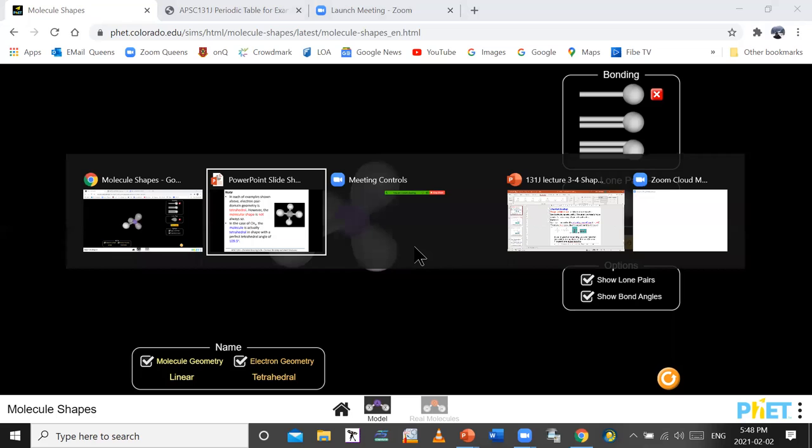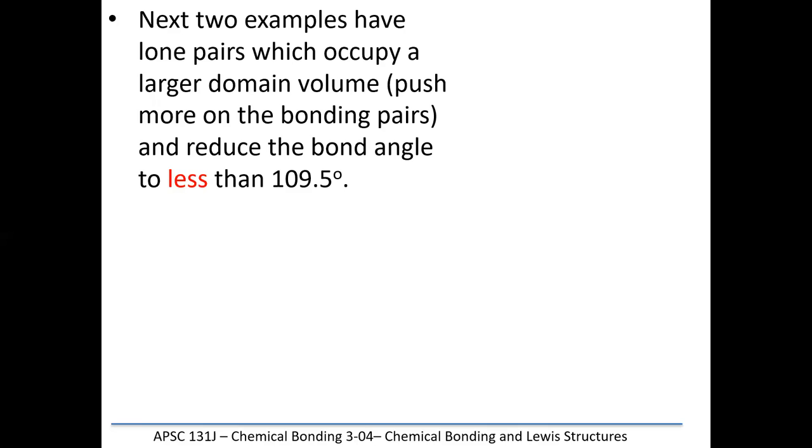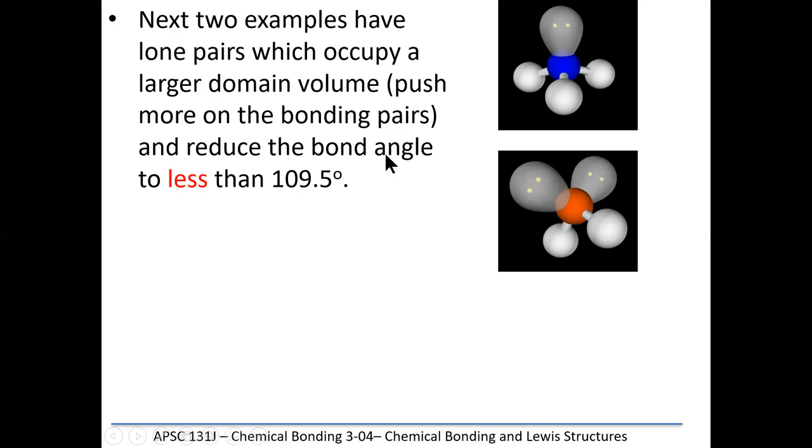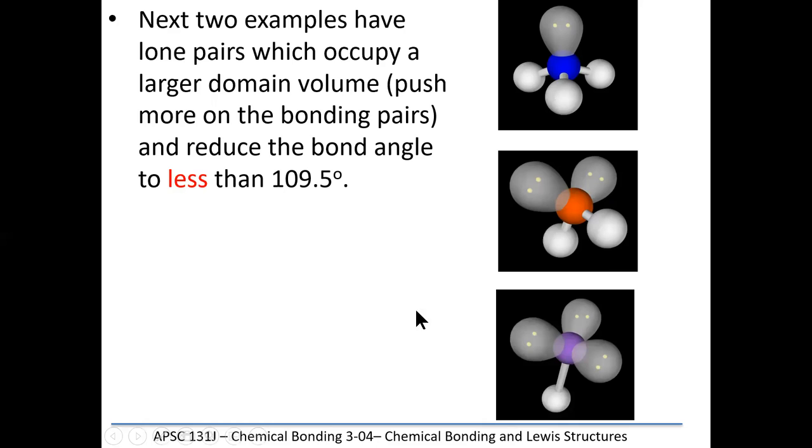Now the two examples have lone pairs, which occupy a larger domain and push the bonding pairs a little bit, reducing the bond angles just ever so slightly. For our purposes, we're going to consider them to be about the same as that model was showing. So here it shows you again, this is a 431, this is a 422, this is a 413. We call the molecular shape here pyramidal or trigonal pyramidal. We call this one angular and we call this one linear.